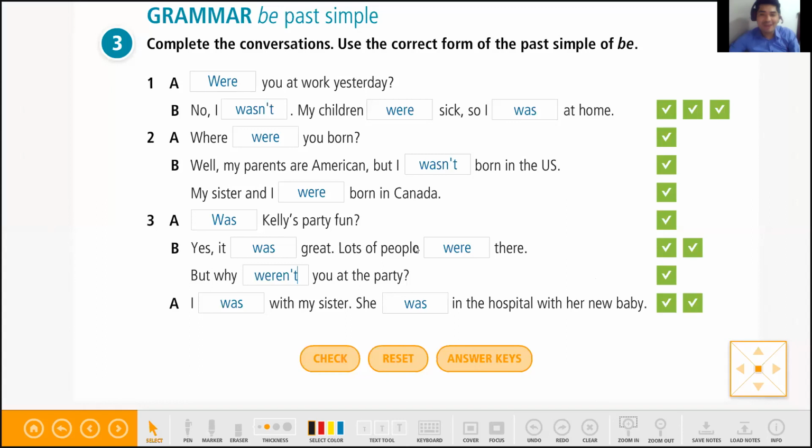Okay, so here we have our answers, class. We completed the correct use of be in past. Well, students, thank you so much again for your time. We have completed checking grammar information about was and were to describe situations in the past.